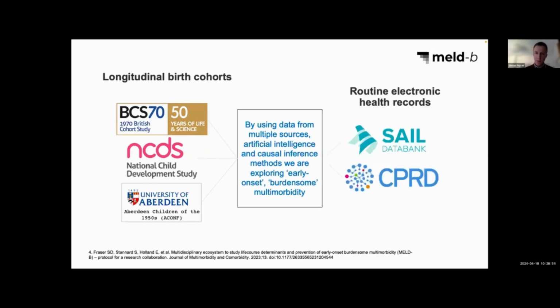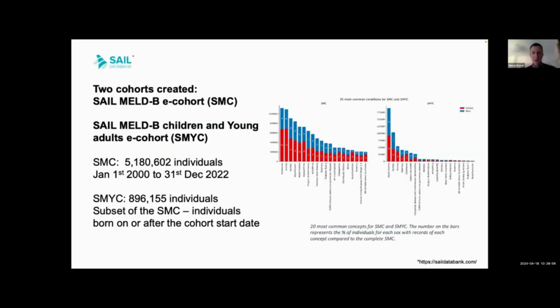As well as those sources, we're using routine electronic health records. Of course, we're using SAIL, and we're also using CPRD to learn something about this whole life course, early onset burdensome multimorbidity. So within SAIL, I'm just going to describe this briefly. We've essentially created 2 cohorts. The first is what we're calling the SAIL MELD-B E cohort.